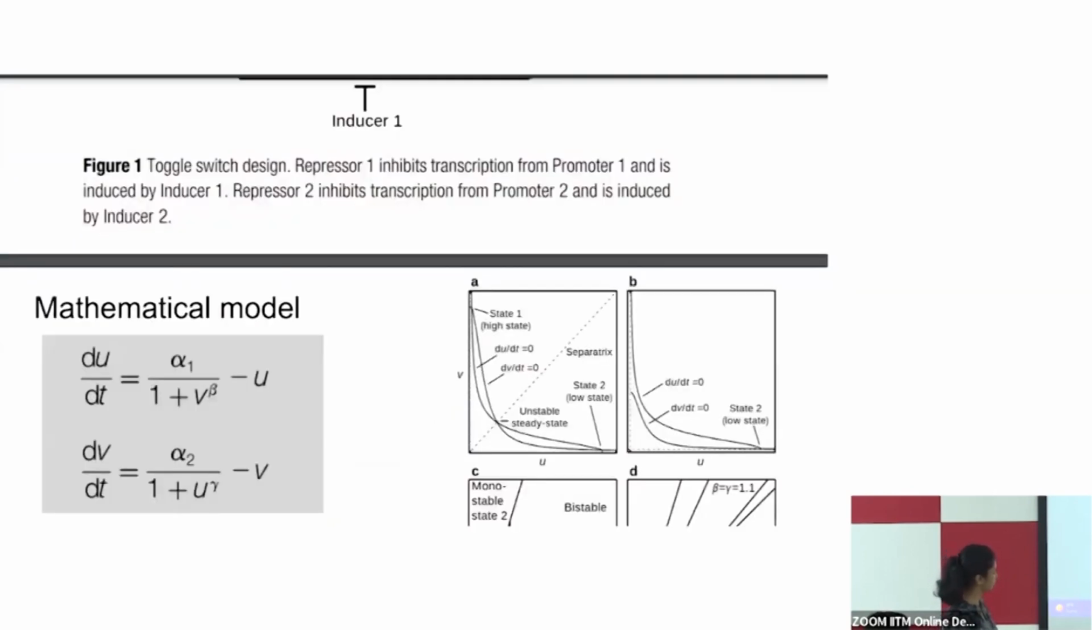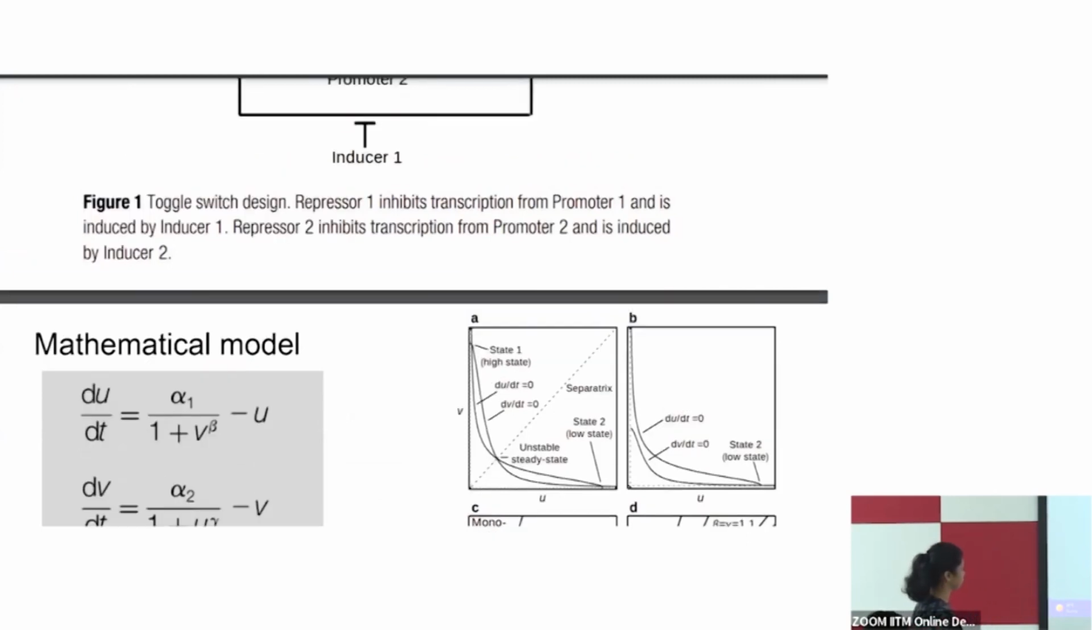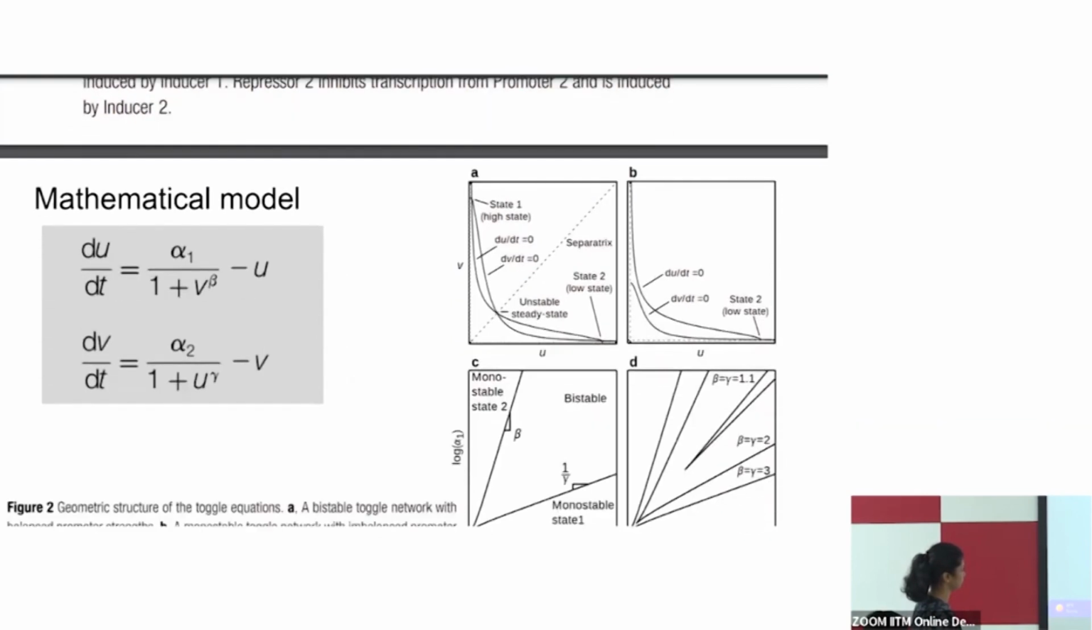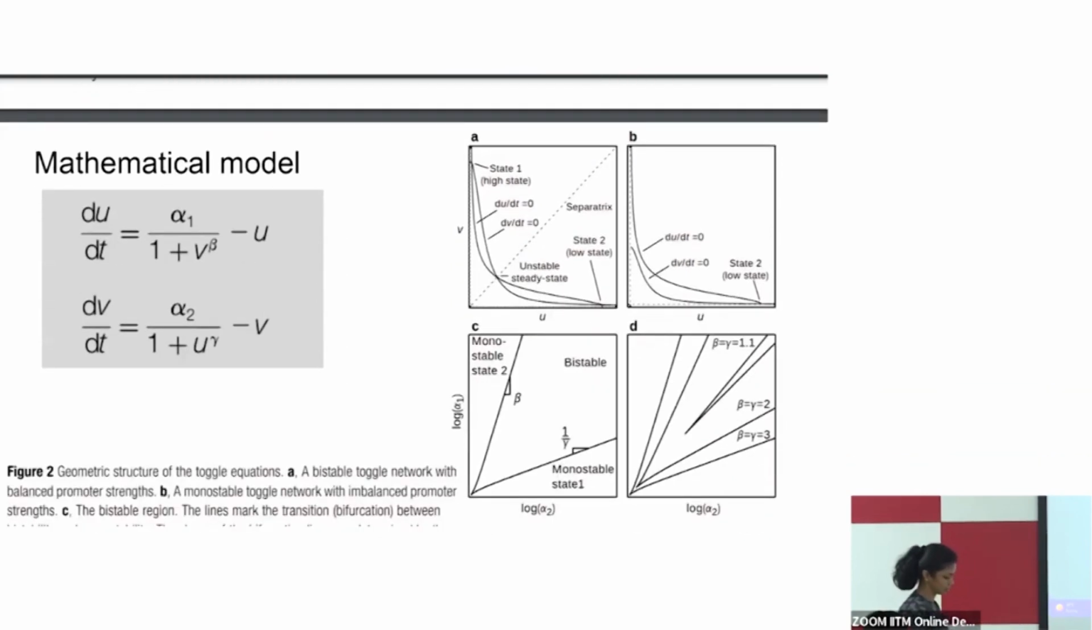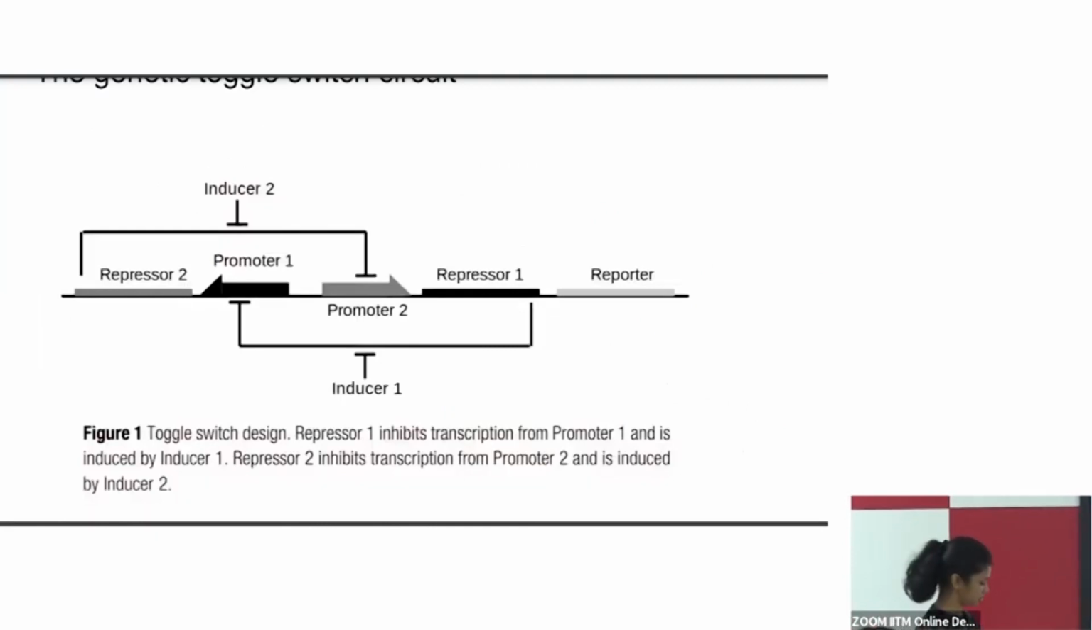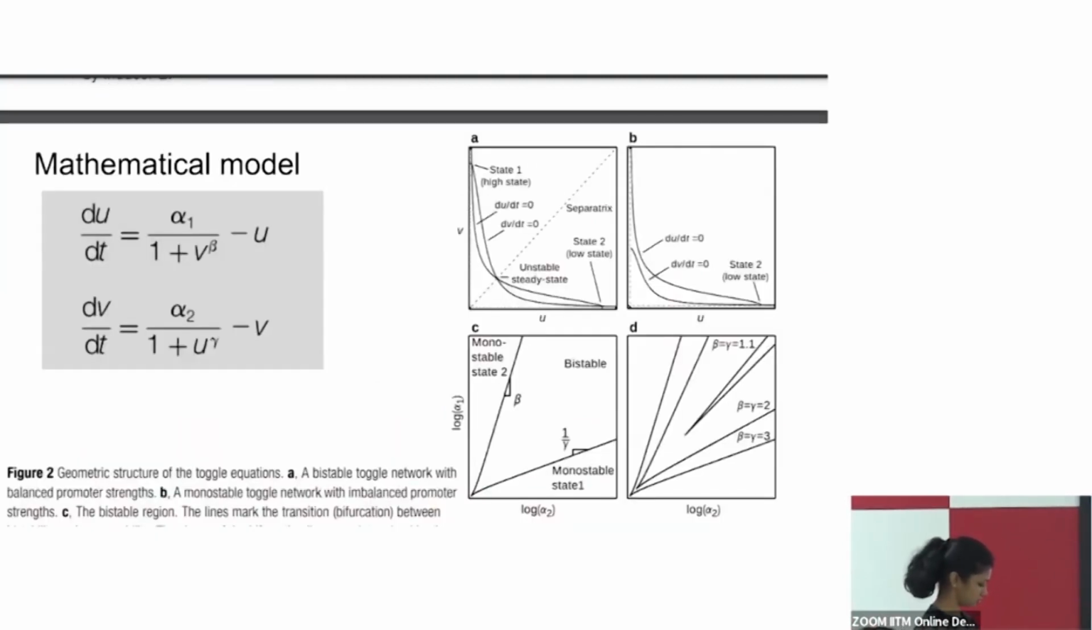Why is it happening like this? So the mathematical model uses ordinary differential equations, and sorry, what is happening?